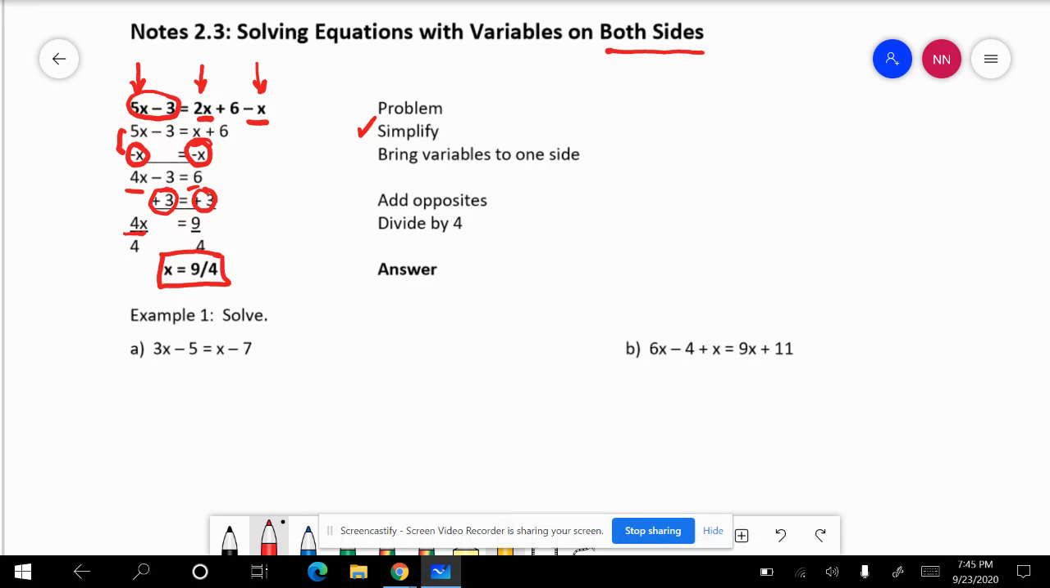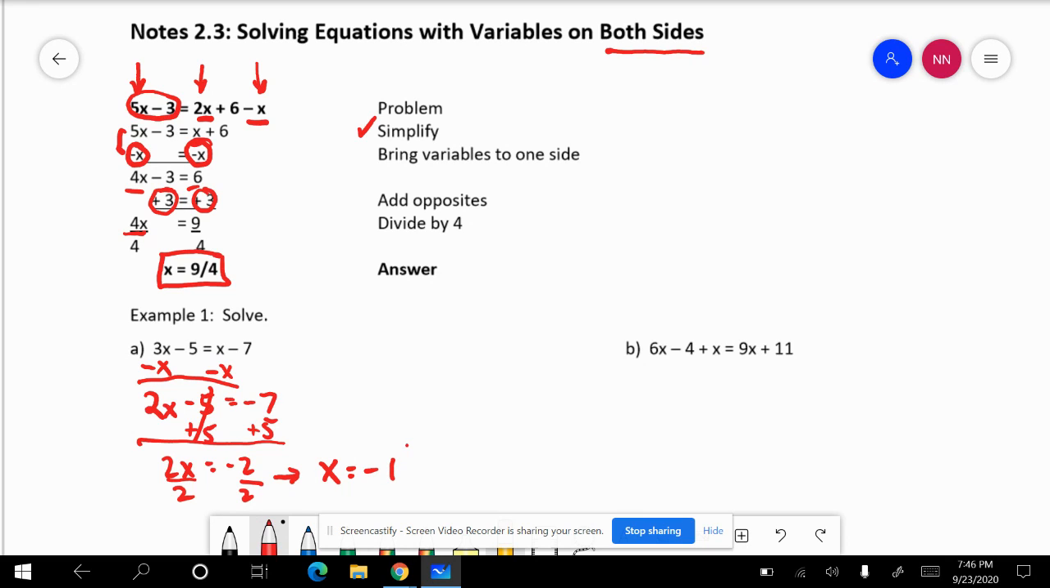So if we look at example 1, letter A, I have x's on both sides. So I'm going to subtract an x. And that right there gives me 2x minus 5 equals negative 7. I have my two-step equation. So the first step is adding the opposite. So I add 5. That becomes 0, and I get 2x is equal to negative 2. I divide it by 2, and my answer is x is equal to negative 1.